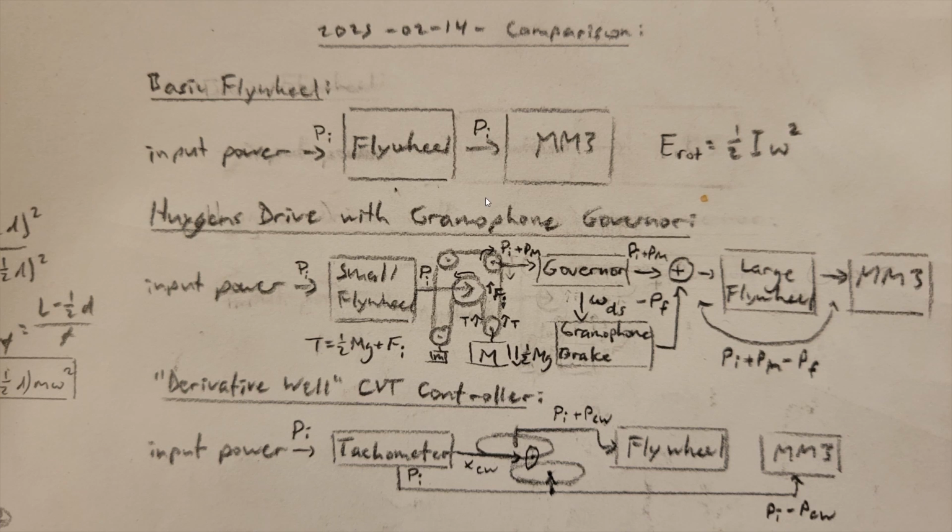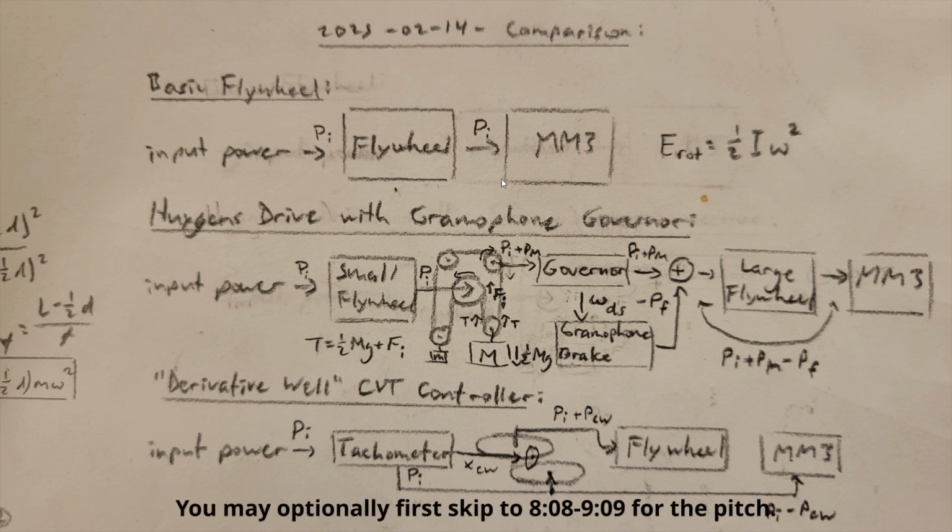The system is thus tight when, for the same change in energy, there is a smaller corresponding change in the speed. This video will explain why it is much more difficult to achieve this definition of tightness using the current Huygens Drive with Gramophone Governor than with my proposed derivative Well CVT Controller. I will first go over how each of these three designs achieves this tightness and will then provide graphical visualizations of each of their performances.